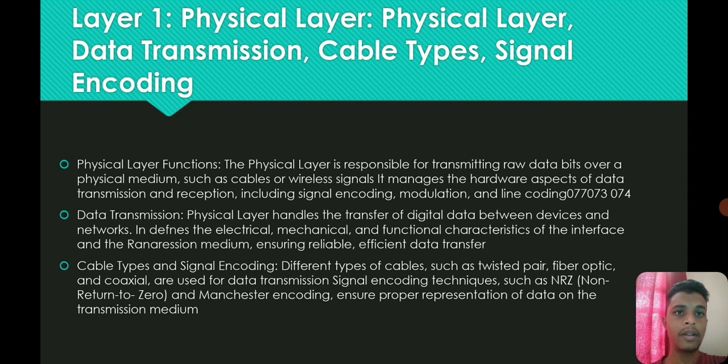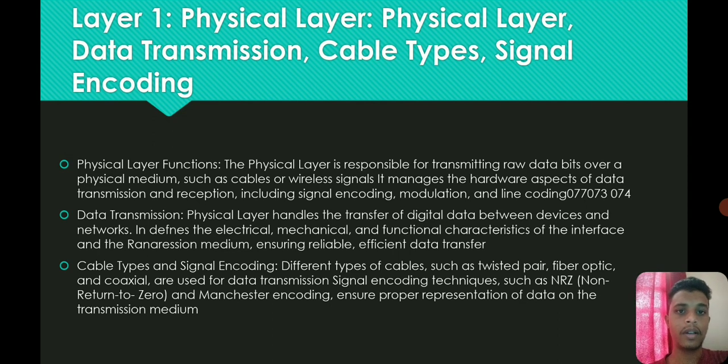Layer 1, the physical layer. Physical layer functions: the physical layer is responsible for transmitting raw data bits over a physical medium such as cable or wireless signal. It manages the hardware aspects of data transmission and reception, including signal encoding, modulation, and line coding.